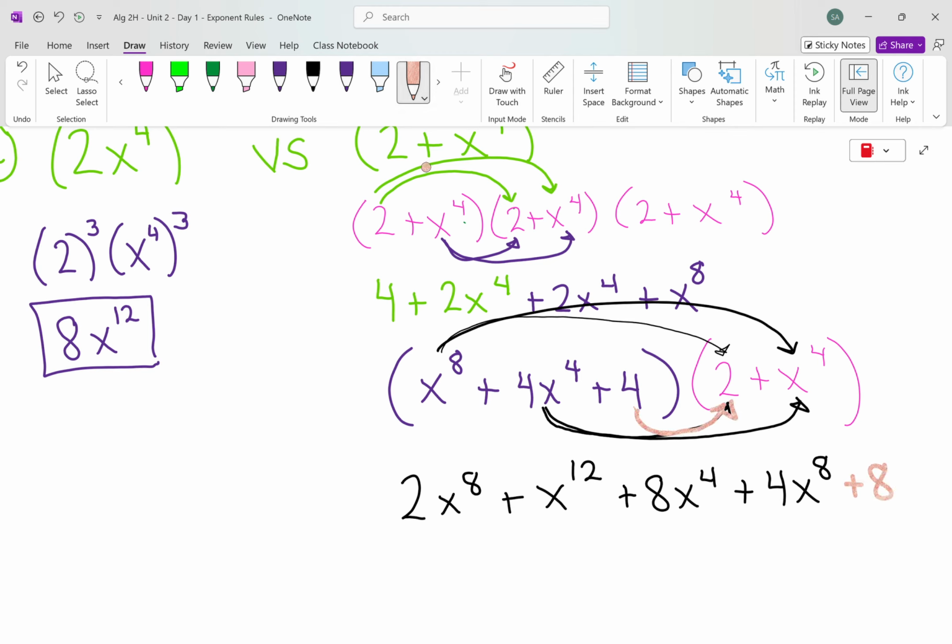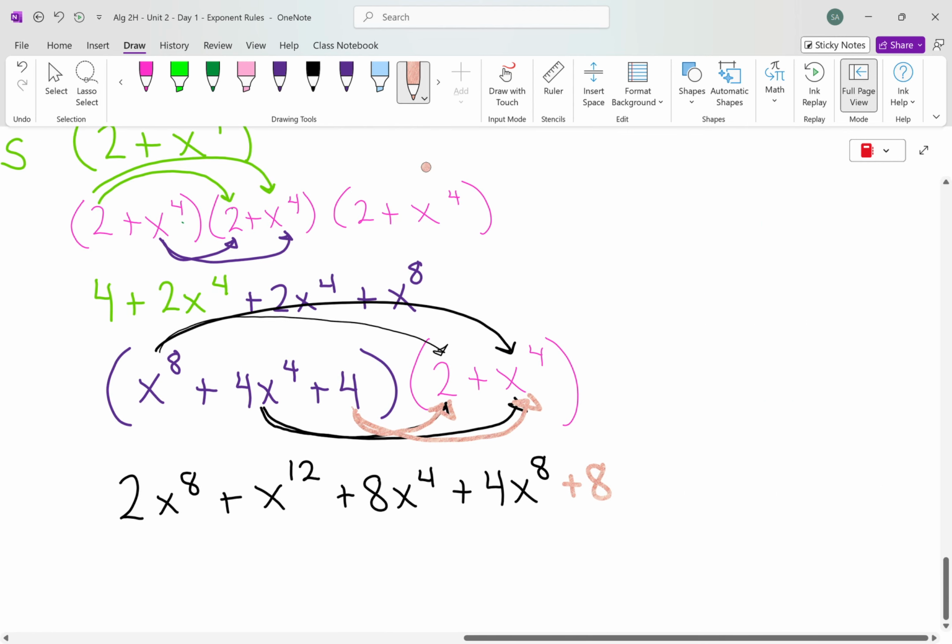Last one. 4 times 2 is 8. 4 times x to the 4th is 4x to the 4th. Did I go too fast, or are you guys keeping up? Okay? Anybody confused with how I got this whole thing?